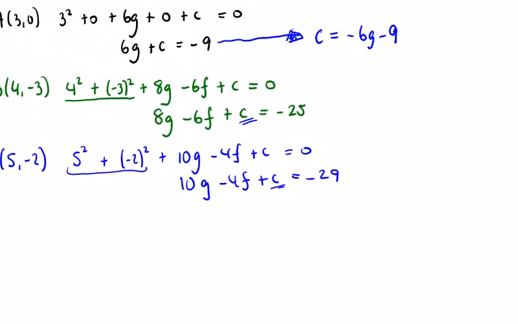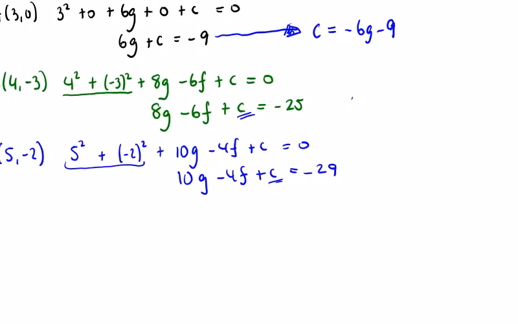So let's do that. So we're going to have 8g minus 6f minus 6g minus 9 equals minus 25. So that's going to give me, in terms, we're going to have 2g minus 6f, and we're going to have a minus 9 going across to be a plus 9. So we're going to have minus 25 plus 9, which is minus 16.